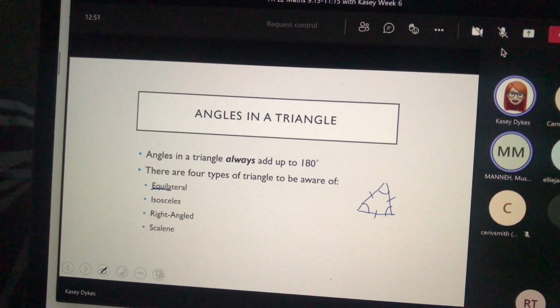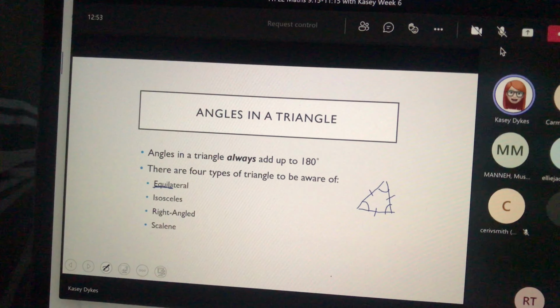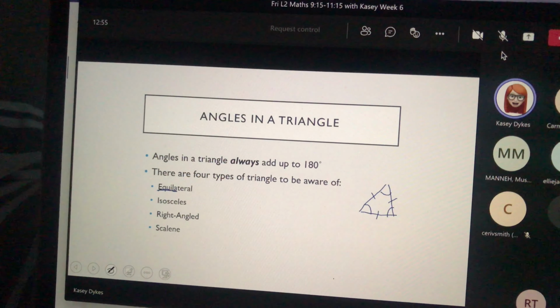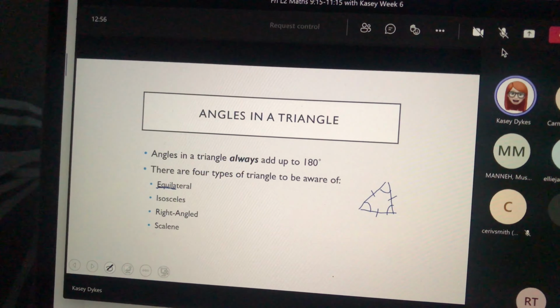Okay, thank you. So, if we have an equilateral triangle, all 3 angles are the same size. So, how much is each angle worth? 180. No, 60. 180 is our total of all 3 angles. So how much is each angle?